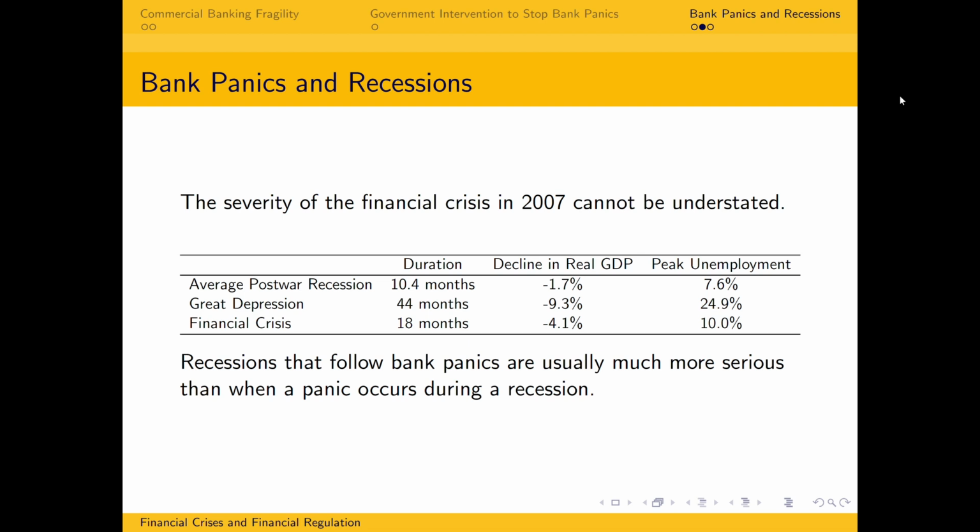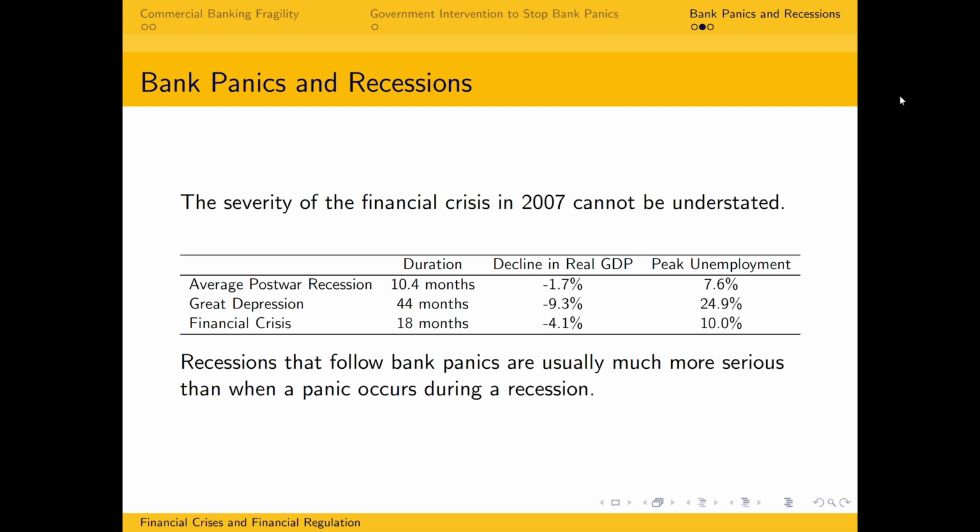But you can see that the financial crisis lasted a year and a half, saw 4.1% decline in real GDP, and peaked unemployment at 10%. But that still pales in comparison to the Great Depression when we're talking about the scope, the breadth, and the magnitude of the effect that the Great Depression had on the United States.